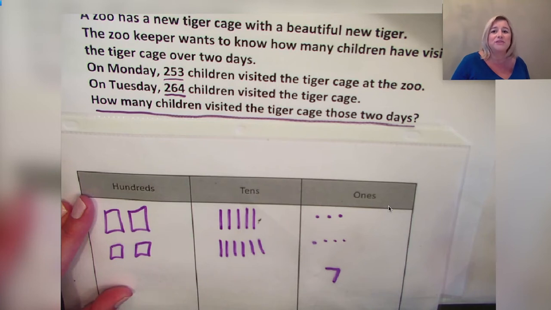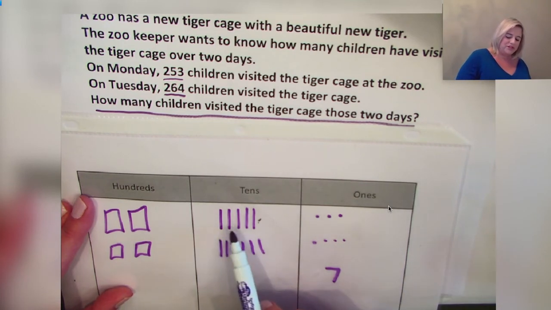We are also going to model this similar to regrouping our ones. Watch me as I model regrouping tens on my paper. I will draw a circle around 10 tens rods and draw an arrow. 1, 2, 3, 4, 5, 6, 7, 8, 9, 10.